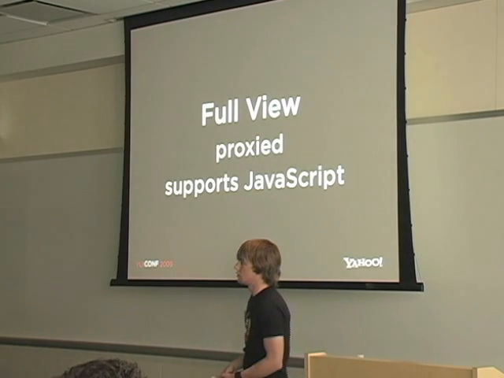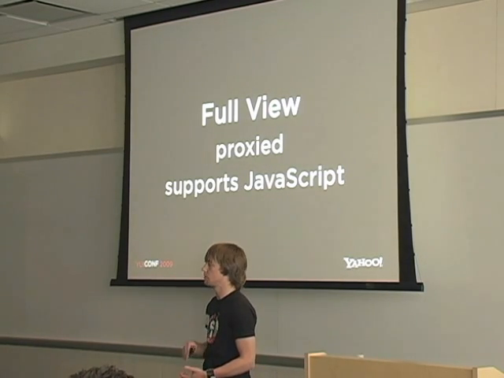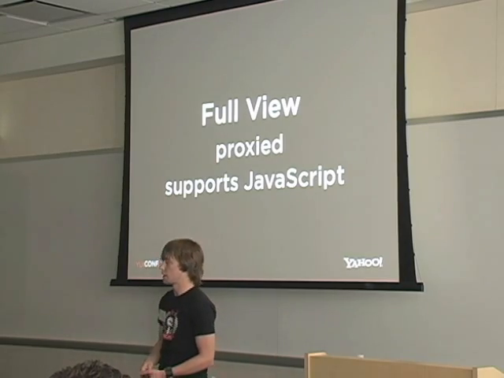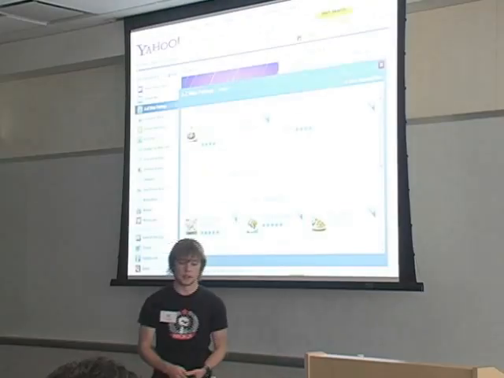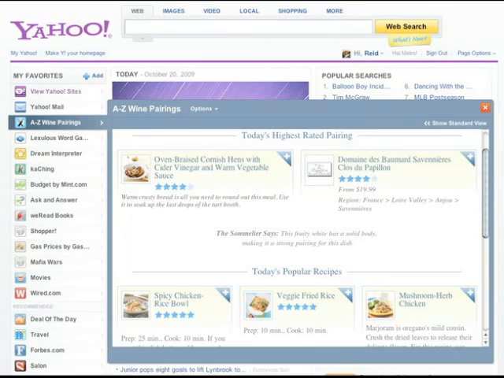The next thing that you will probably be more interested in is the full view. So the full view is proxied from your web application server, and it supports JavaScript, and by extension YUI. And you've seen that before. This is the full view that you saw before. This time it's for the same app, AZ Wine Pairings. And they kind of take advantage of the full view by this full 750 pixel width that's consistent on all our full views.